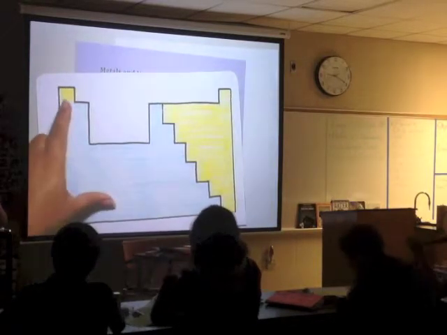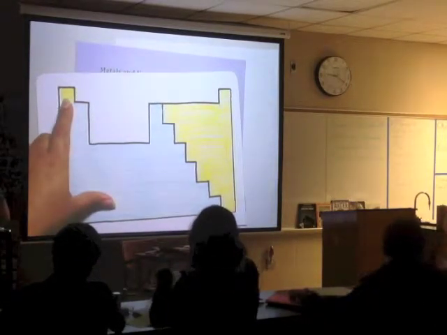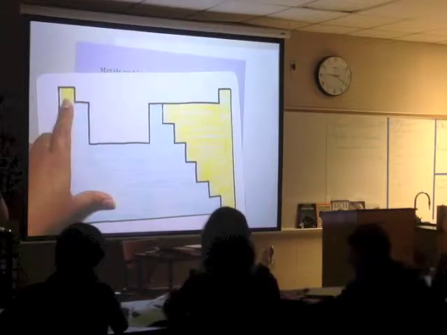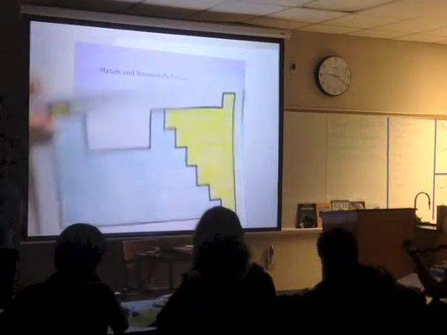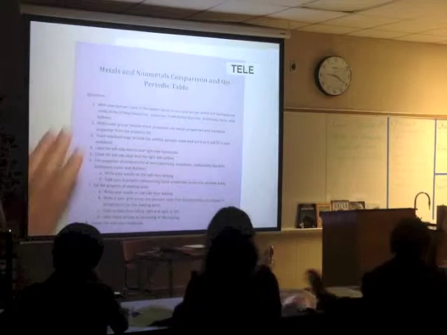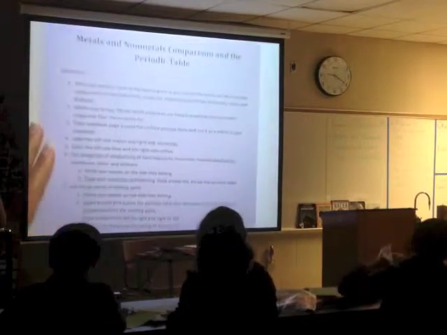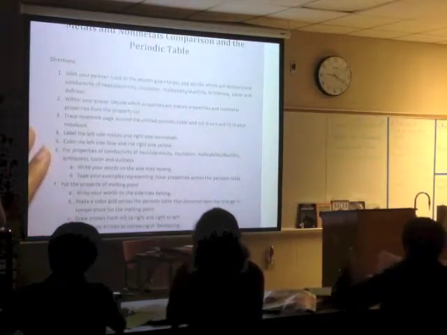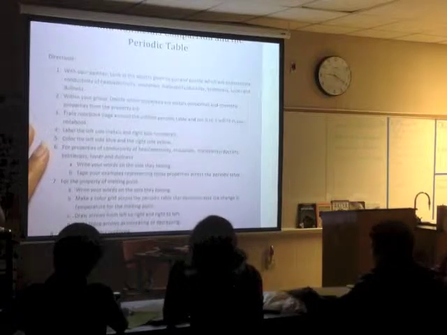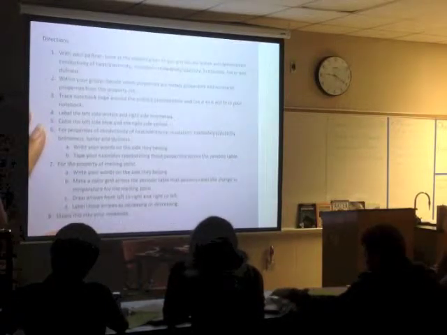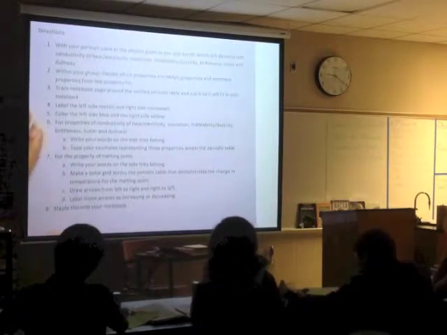Why did I color this top part yellow? Because that's a non-metal, that's hydrogen, right? Okay, so this is what that should look like. Do not start coloring right now, because that's step 5 and you haven't done step 1 or 2, or 3 or 4.